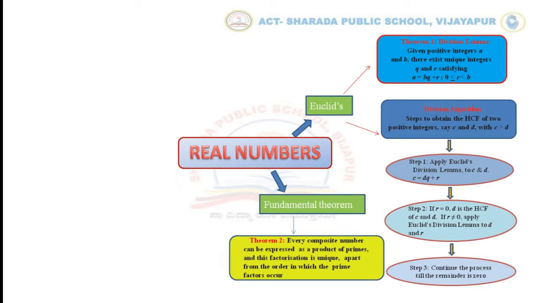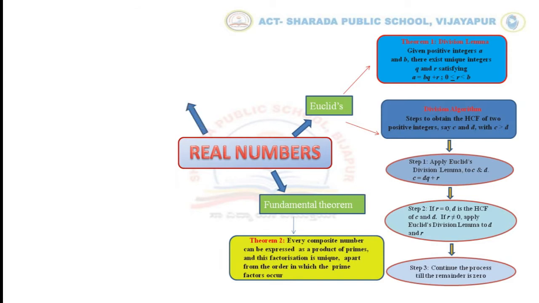Now, this 4 can be expressed in the form of product of prime numbers. That is, 4 is equal to 2 into 2. We cannot write it as 1 into 4 because 4 is a composite number. So we have to express 4 as the product of prime numbers. So we represent 4 is equal to 2 into 2. That is the meaning of fundamental theorem of arithmetic. That is, every composite number can be expressed as a product of prime numbers, and this factorization is unique apart from the order in which the prime factors occur.